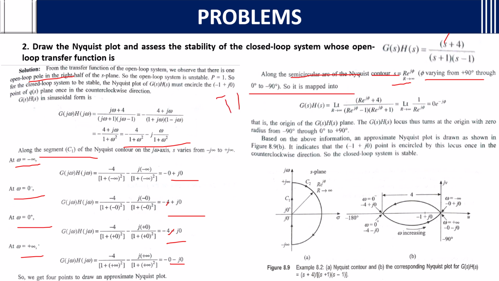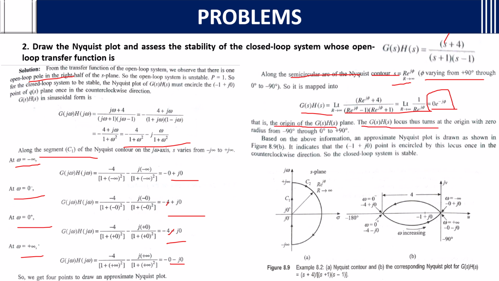So pi by 2 is also the same, and 90 degrees is also the same. So don't get confused. Then g of s into h of s is what? If you substitute this, you will get 0 into e power minus j phi. See, the limit r tends to infinity. When r tends to infinity, you will be left with 1 by, and if you simplify this, you finally get 0 into e power minus j phi. That is the origin of the g of s into h of s plane.